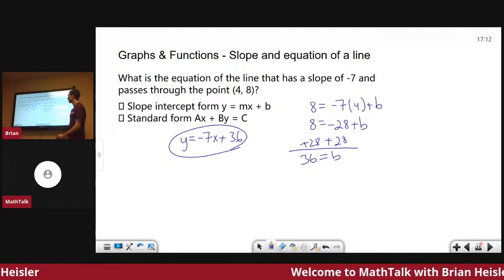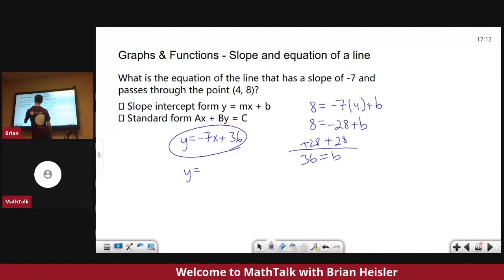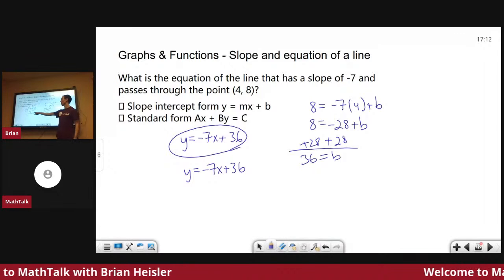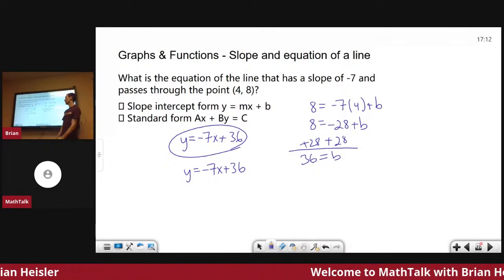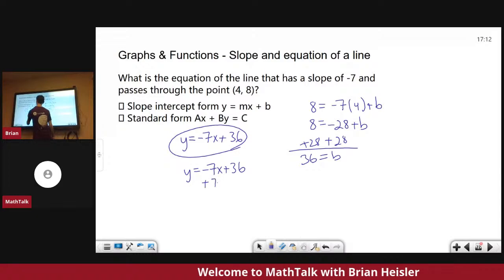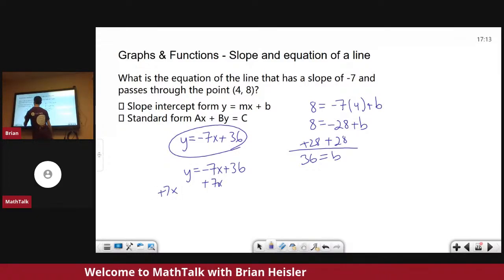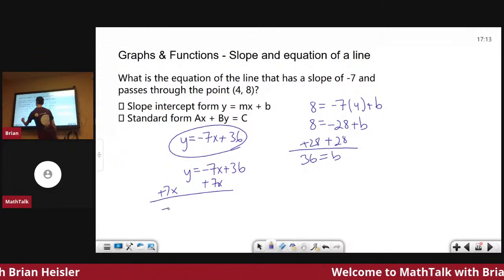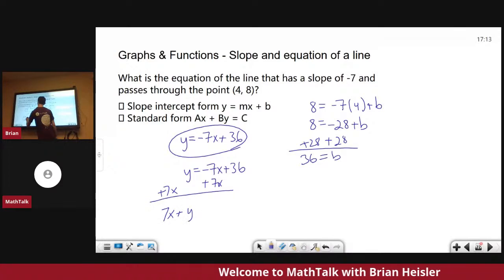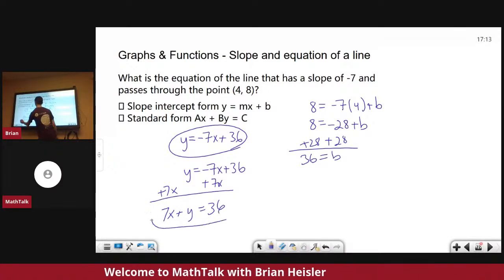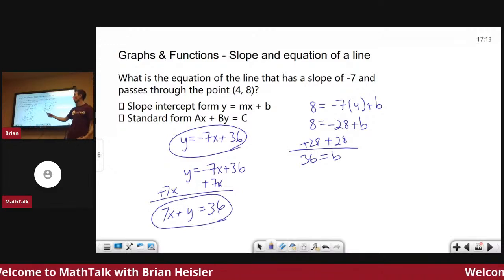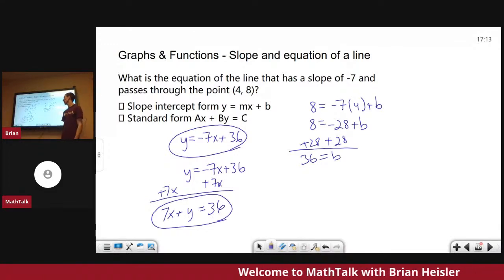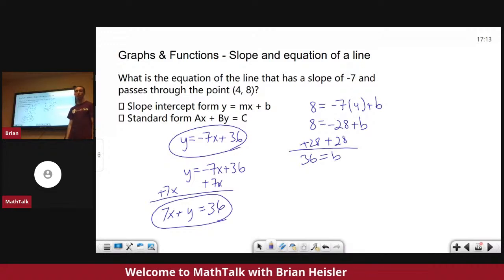So what I'm going to do is rewrite this. And I'm going to go ahead and bring my -7x over to the other side by just adding 7x, because that's the opposite of -7x. What that does is it gives me 7x plus y equals 36. And now it's in the same form of ax plus by equals c. So there's two different ways you may see this.